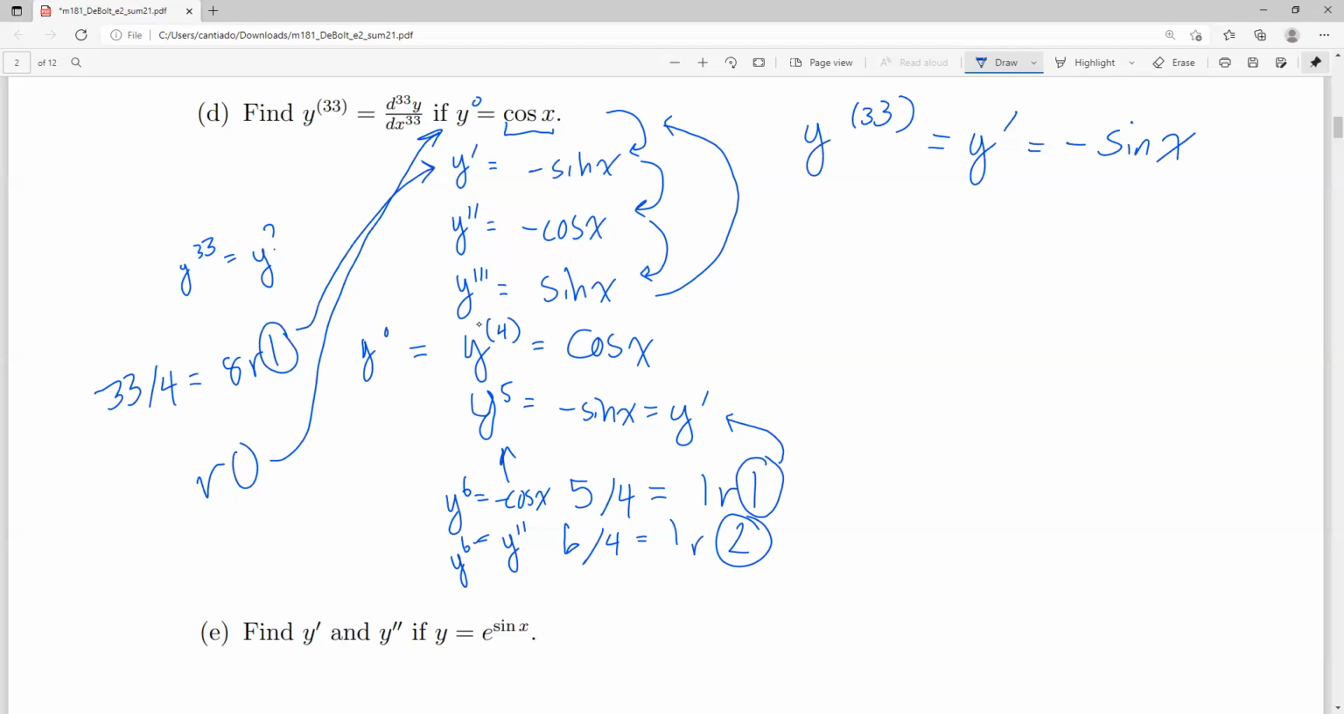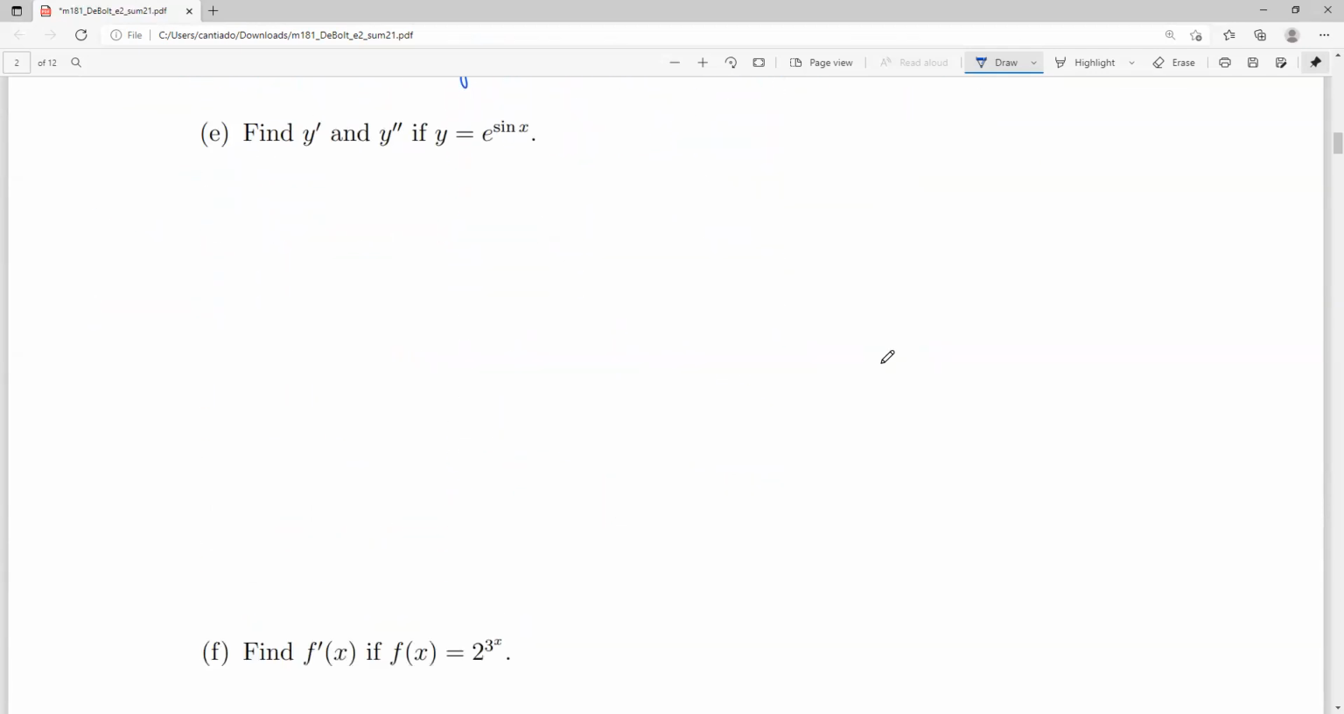Of course, you could write down y to the 7th, y to the 8th, y to the 9th, all the way up to y to the 33rd, but that's going to take a little long. So if you can recognize the pattern, you can easily skip ahead to the ending, right? All right, so that's the trick used in this part. Let's go ahead and go to part E now.